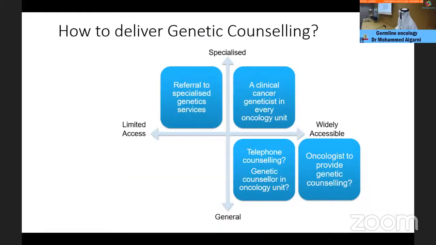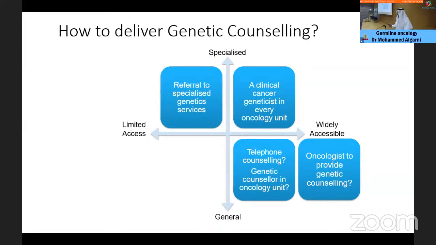So there are different ways of looking at this. One of them is the classical way, which I think most centers are still doing, by referring the patient to a specialized genetic service. This is applicable in most places in the kingdom and outside the kingdom. The problem with this system is that when you refer the patient, of course you will get a specialized consultation, but the waiting time has an impact.